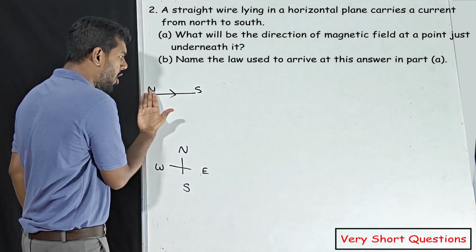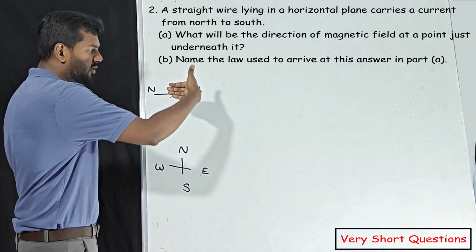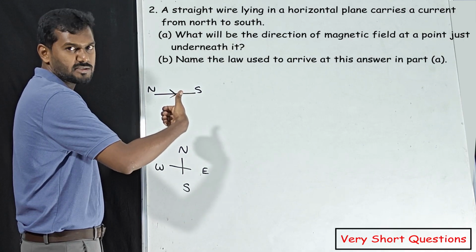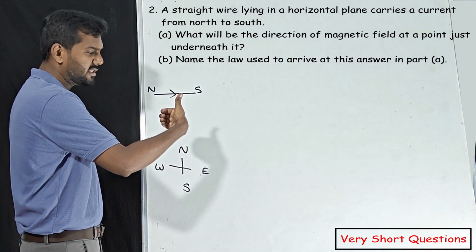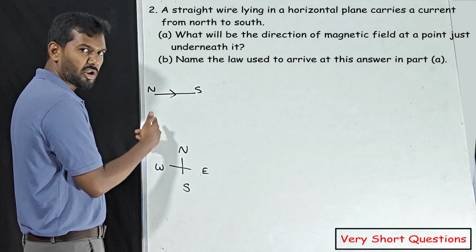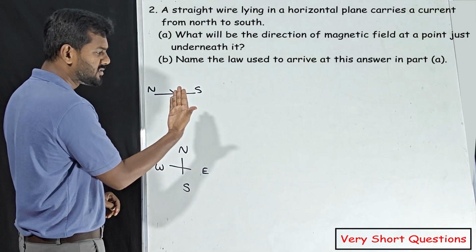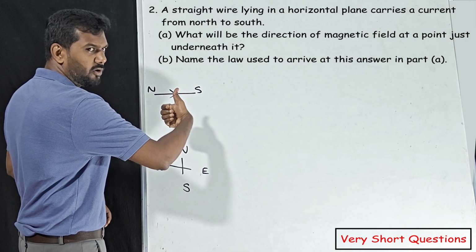So if it is horizontal, we use it like this. If the conductor is vertical, we will use it like this. Okay, we'll be using like this. So keep this in mind. If the conductor is horizontal, we will be using like this. We will not fold these fingers. If it is vertical, we will fold it like this.